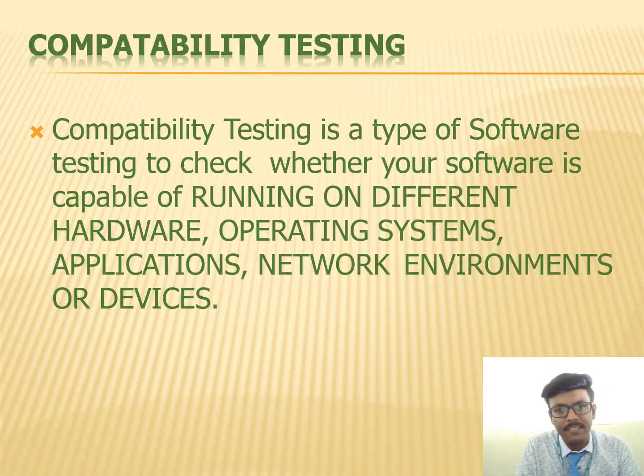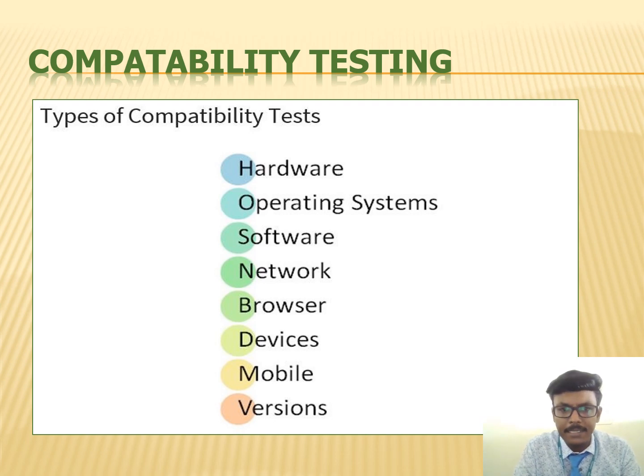Next, another important testing is compatibility testing. Compatibility testing is a type of software testing to check whether your software is capable of running on different hardware, operating systems, applications, network environments, or devices. There are various types of compatibility tests: hardware compatibility testing, operating system compatibility testing, software compatibility, network compatibility, browser compatibility, device compatibility, mobile compatibility, and various versions compatibility.